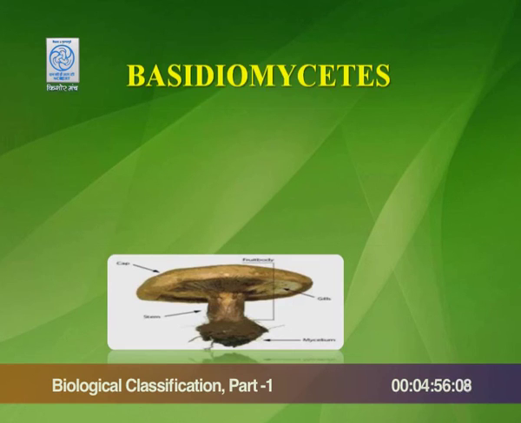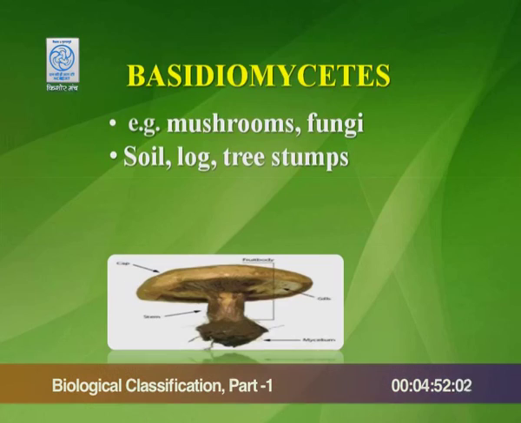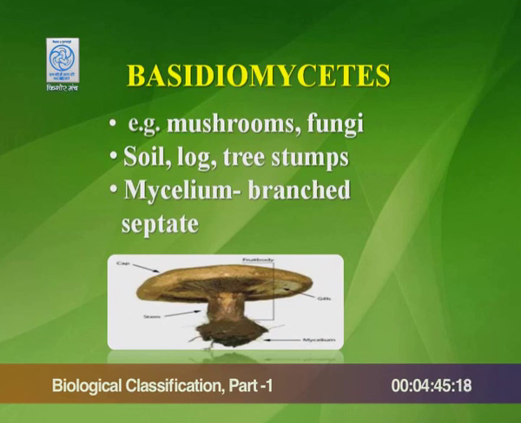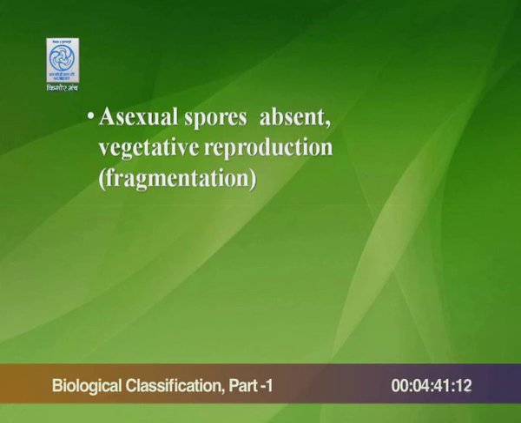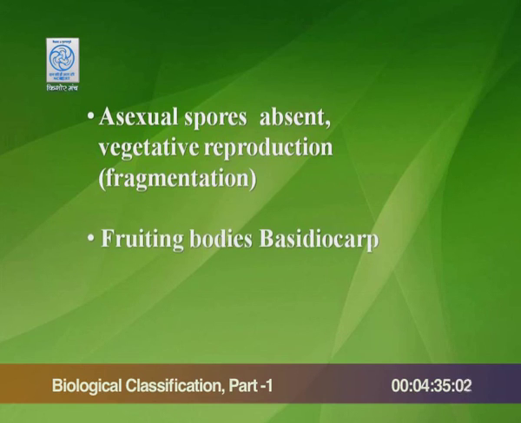Basidiomycetes. Example: mushroom fungi. They are found in soil, logs and tree stumps. Mycelium is branched and septate. Asexual spores are absent. Vegetative reproduction takes place by fragmentation. The fruiting body formed is known as basidiocarp.